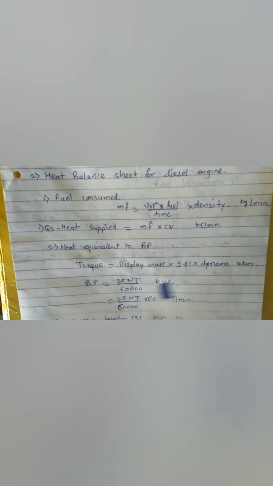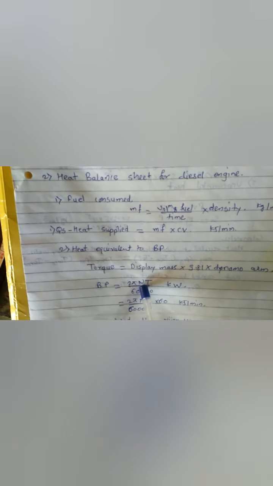Now as we know, the heat is utilized in four ways. The first one is the heat equivalent to brake power. Now to determine the heat equivalent to brake power, first of all we will calculate the torque. To calculate the torque, we have the formula: torque is equal to displayed mass into 9.81 into dynamometer arm. When we put this value in the brake power equation, we will have the brake power in terms of kilowatt.